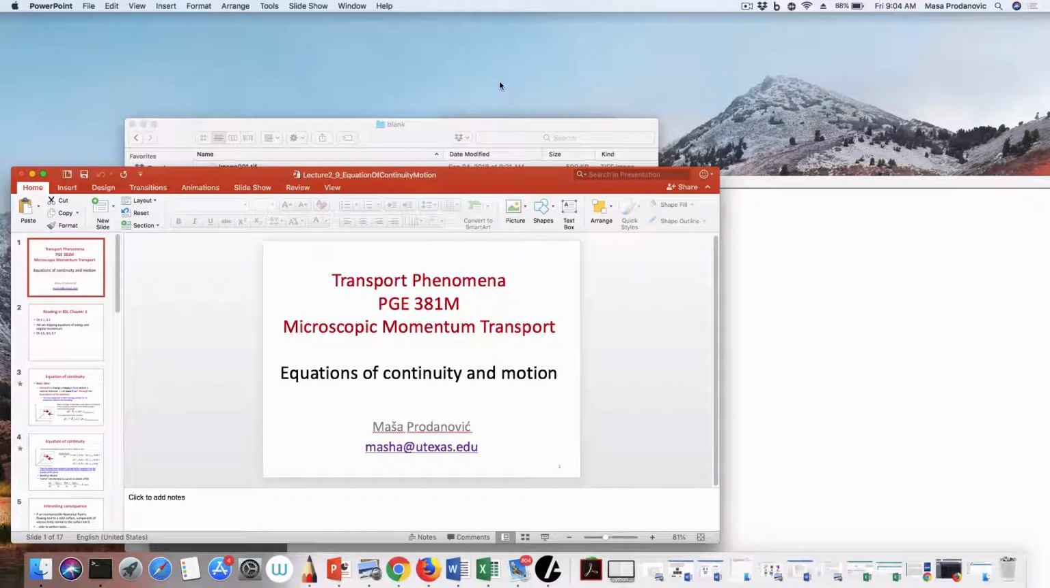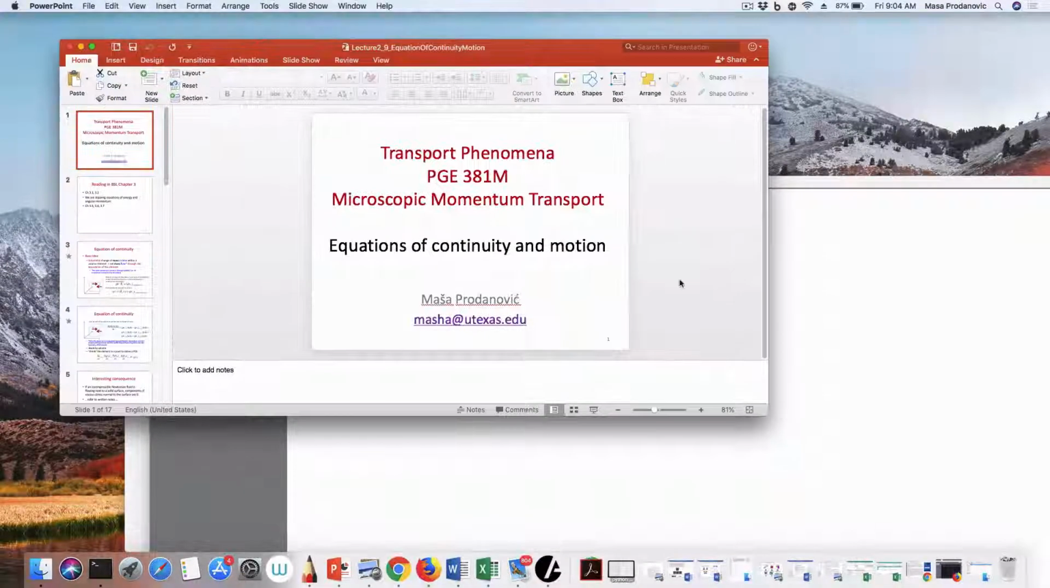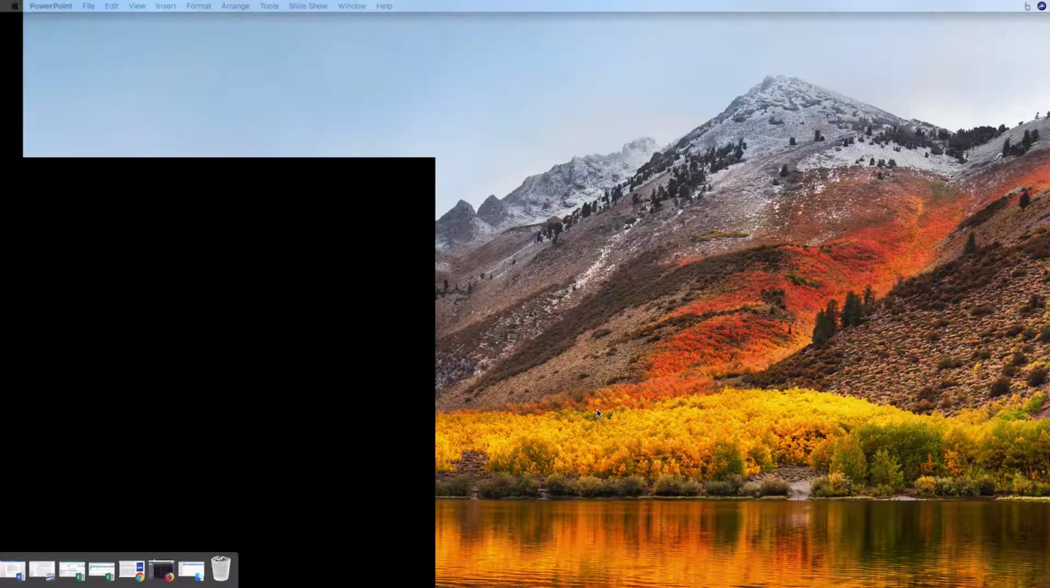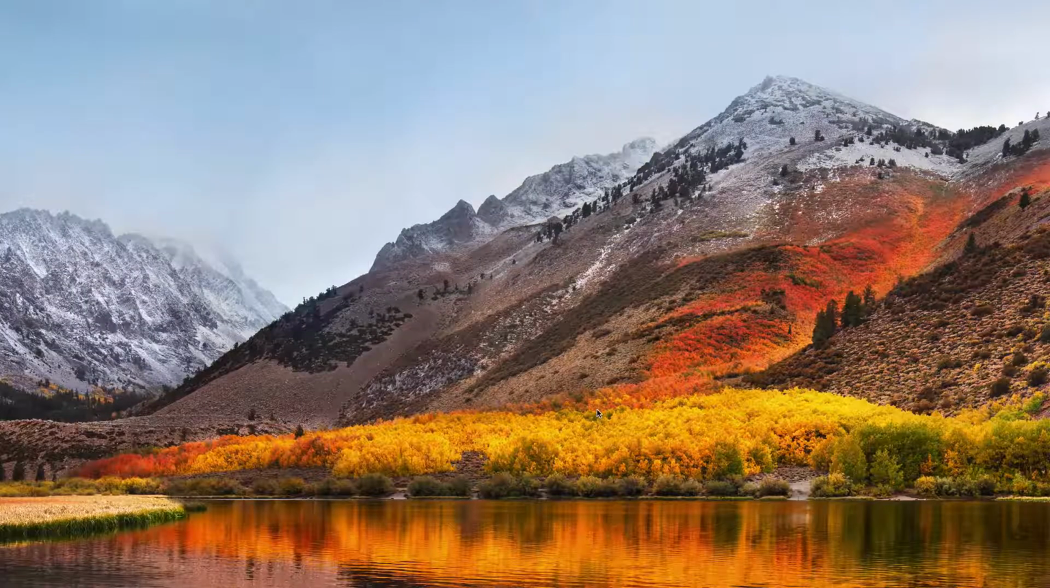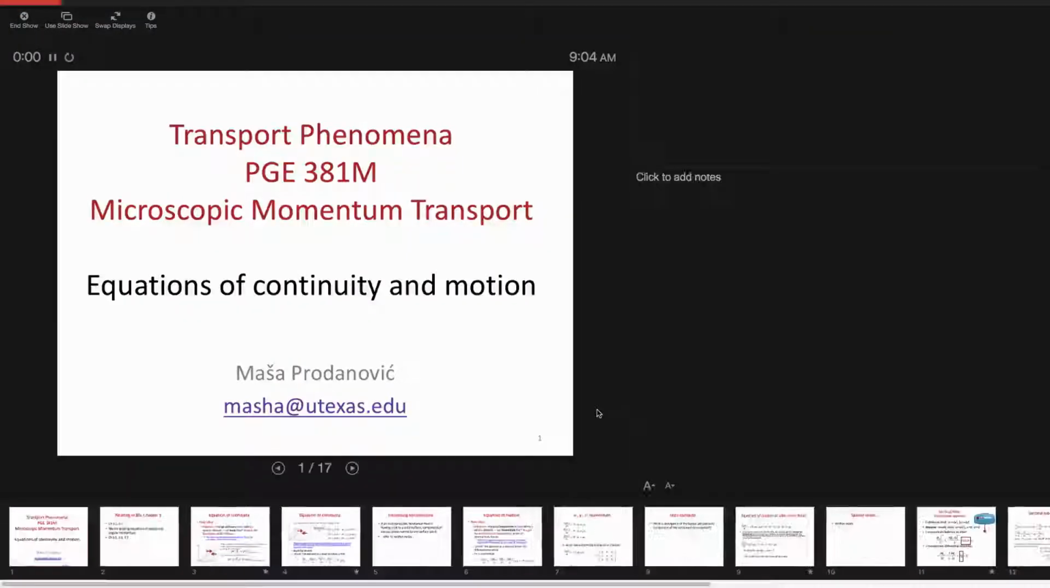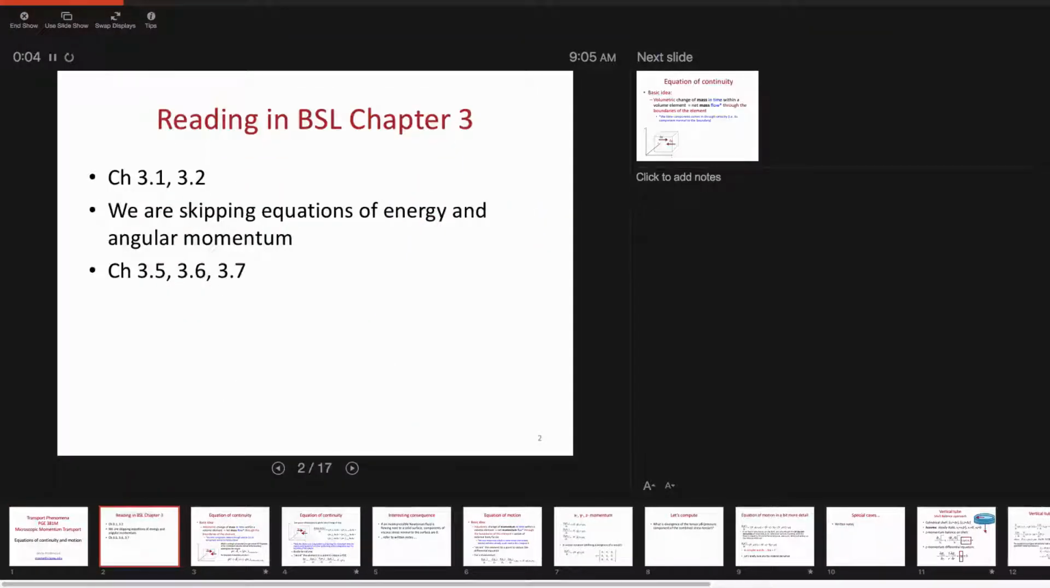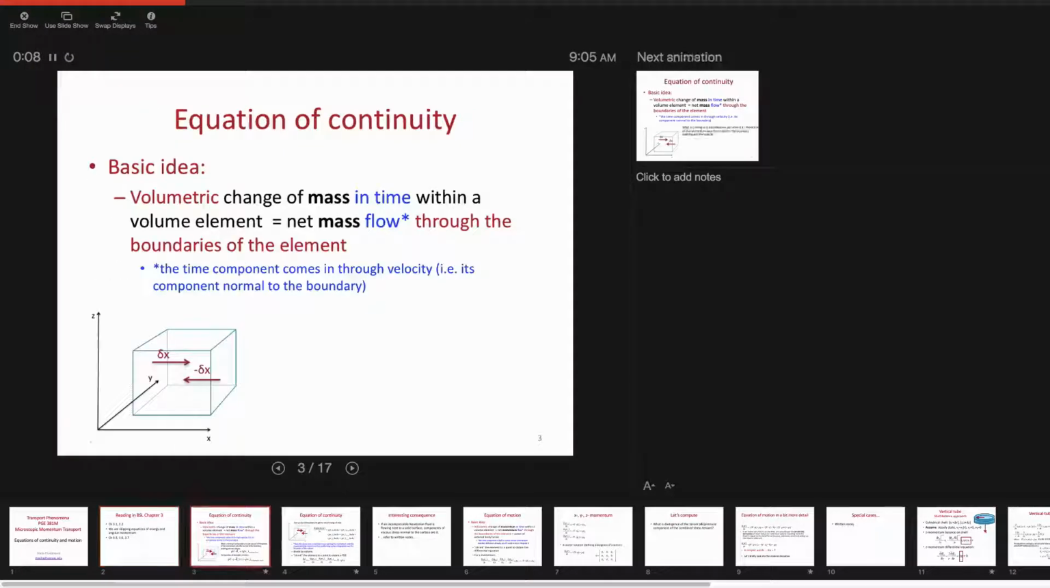So, quick recap of what we did last time: we went through the same basically shell balance, and we're starting chapter 3. So we went through the same shell balance. It's just that this time we did not assume steady state. So part of it was actually balance in time as well.